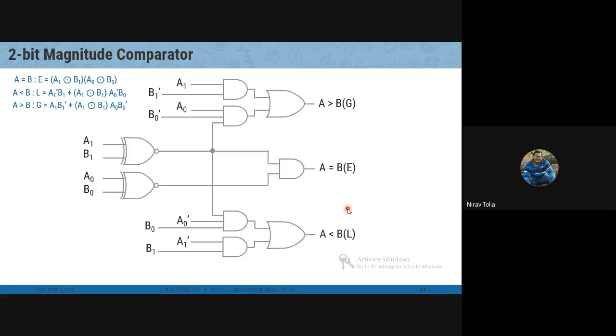So you can see here, we have to derive the equation for A equal to B, A less than B, and A greater than B for the 2-bit comparator, and then we have to draw a logic diagram. So this is the equation and the logic diagram of a 2-bit comparator.